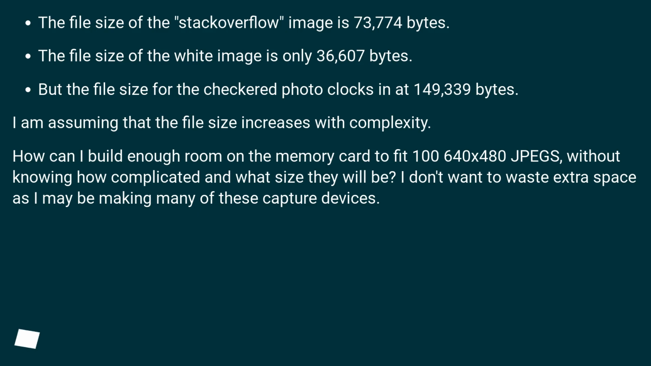The file size of the Stack Overflow image is 73,774 bytes. The file size of the white image is only 36,607 bytes. But the file size for the checkered photo clocks in at 149,339 bytes. I am assuming that the file size increases with complexity. How can I build enough room on the memory card to fit 100 640 by 480 JPEGs, without knowing how complicated and what size they will be? I don't want to waste extra space as I may be making many of these capture devices.